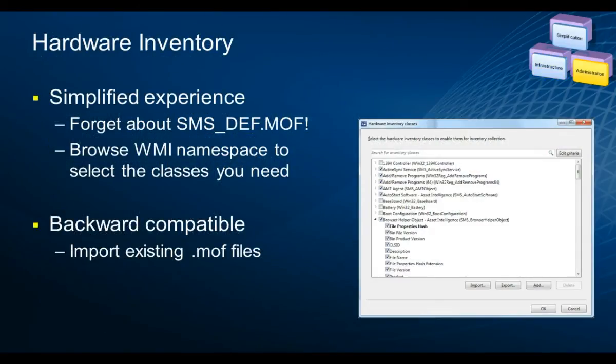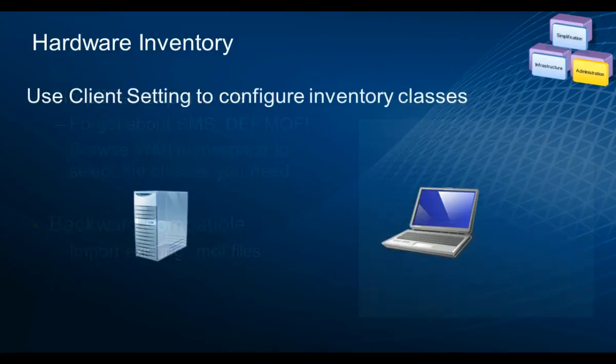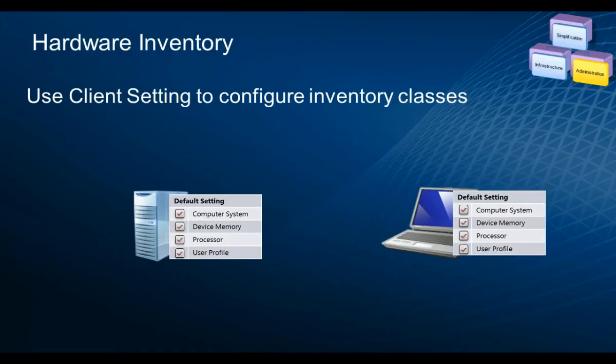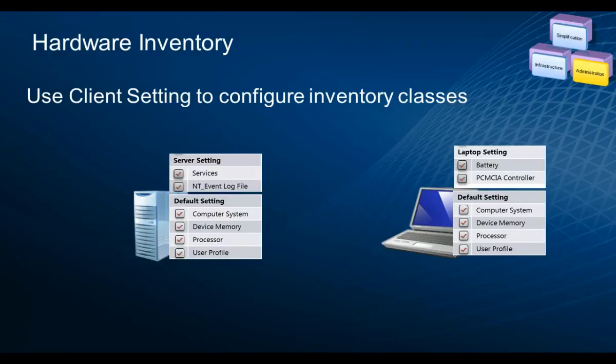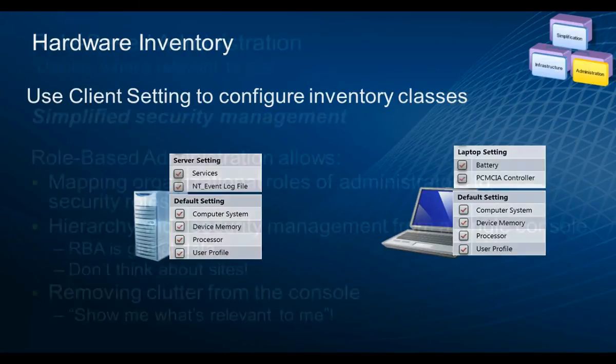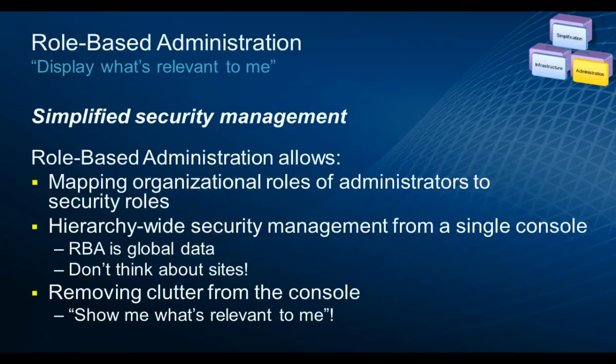Hardware inventory, very simplified. Forget about the def mofs, browsing WMI namespaces to select the classes you need. We're now backward compatible. We can import those MOF files, but hardware inventory has significantly improved overall from 07 to Config Manager 2012. We use client settings to configure inventory class. And you can see the defaults are computer system, memory, proc, profile. And then building on that, server settings, services, the NT event logs are all part of this. On the laptops, for example, battery, PCMCIA controllers are all major parts of that hardware inventory information that flows up in content. So a major way we've achieved this is something called role-based administration.